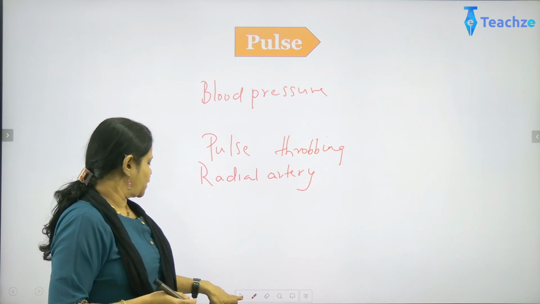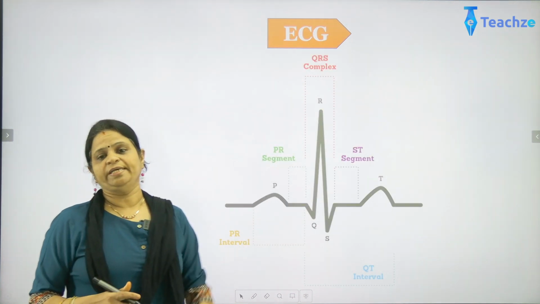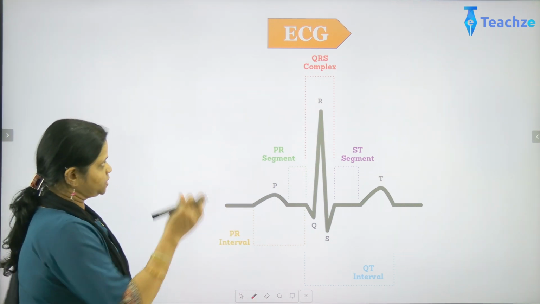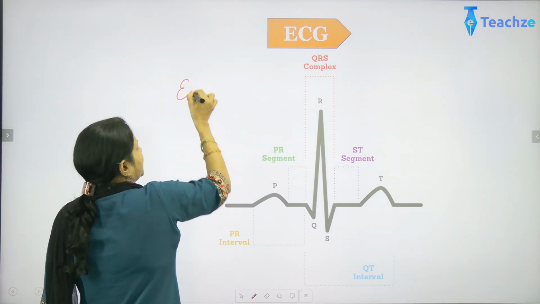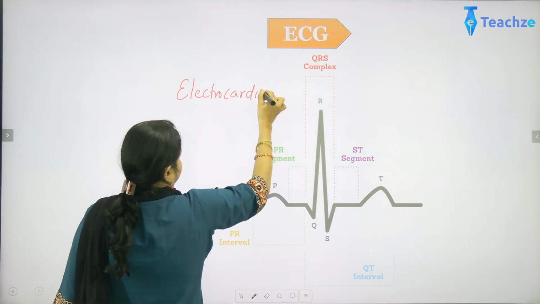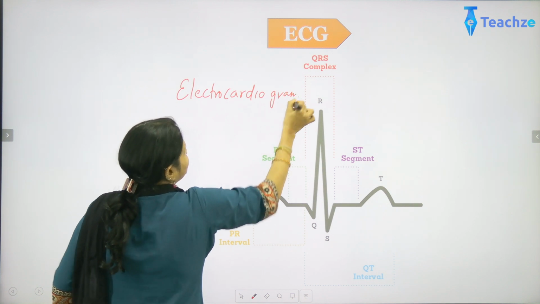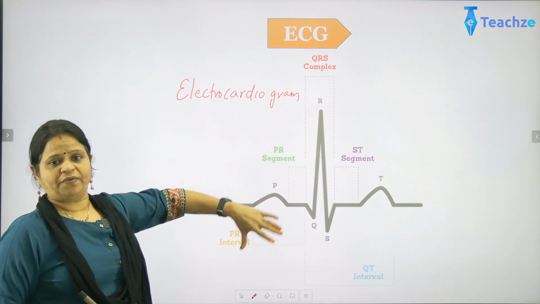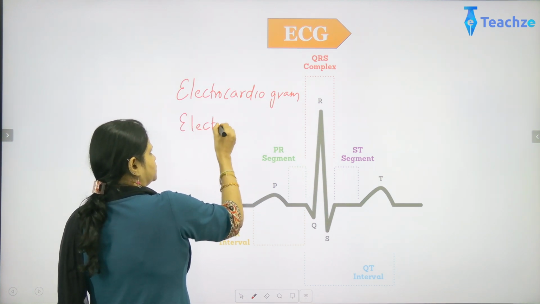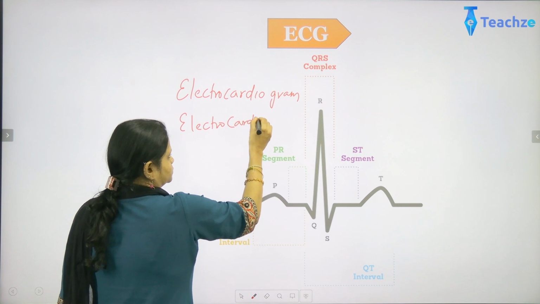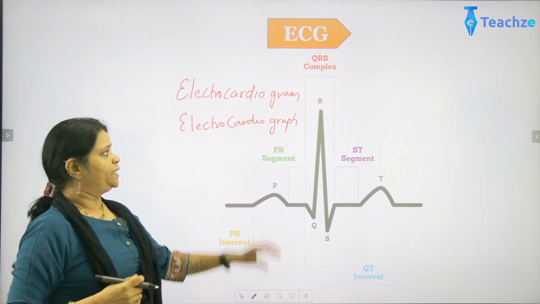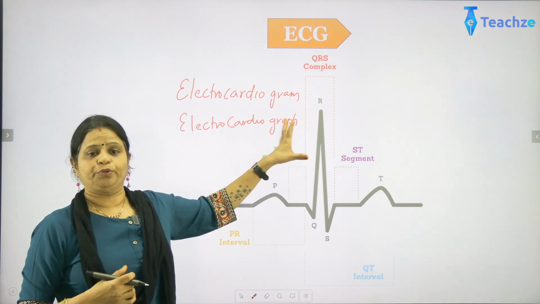Now coming to the next one. What you see on the screen is called an ECG. The full form of ECG is electrocardiogram. And the instrument which does this graphing we call an electrocardiograph. So the instrument is the graph, and the gram will technically be the graph which is produced from that instrument.